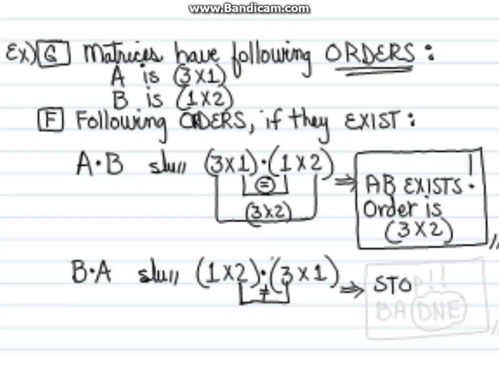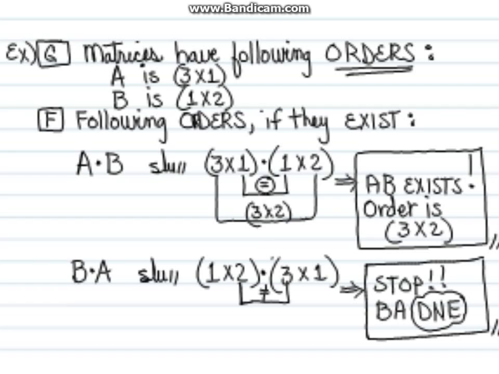So we can stop right there. We don't need to go any further. When we see the inner entries are not the same, we stop and say the product B times A does not exist. We can leave the problem and we're finished.